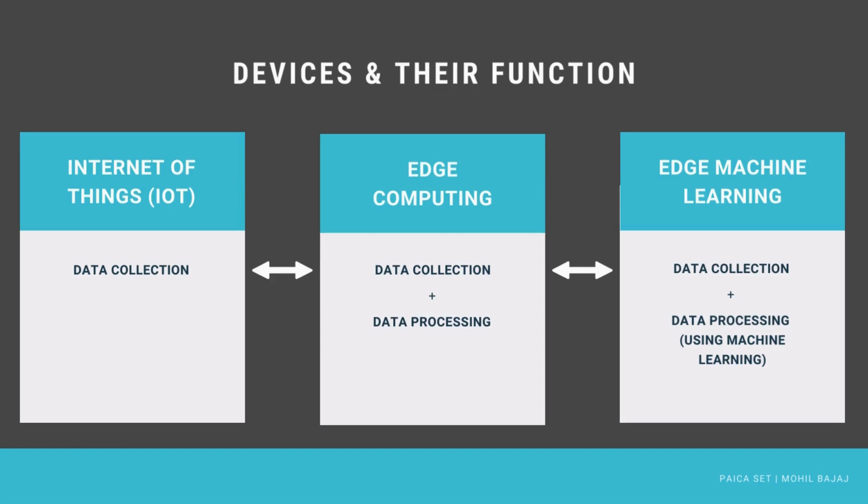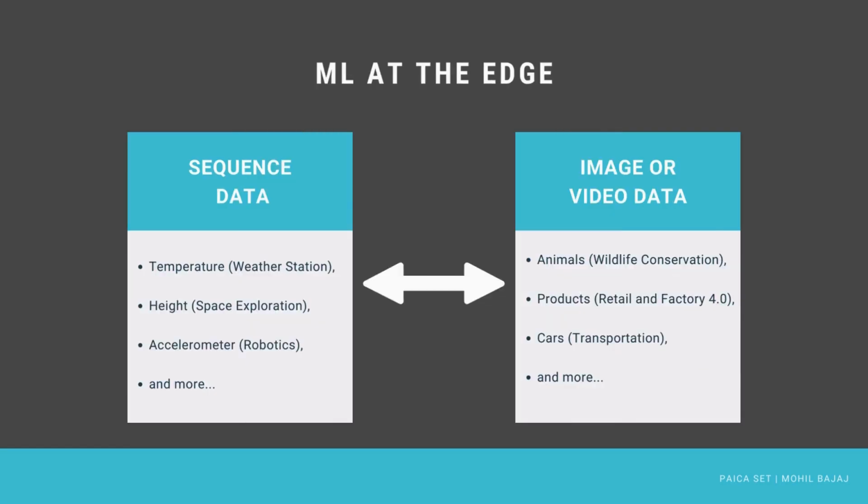Coming to the ML portion of the definition, there are lots of ways you can use machine learning on edge data, but the two most common use cases are sequence data and image or video data. Sequence data could be sequences of temperature readings, sequences of height readings, or sequences of accelerometer readings, and so on. Image and video data could be images or videos of animals, manufacturing products, cars, or any other object, really. Processing image data comes under the field of computer vision, and in this course, we will be focusing on computer vision due to the wide array of applications that it can be used to create.